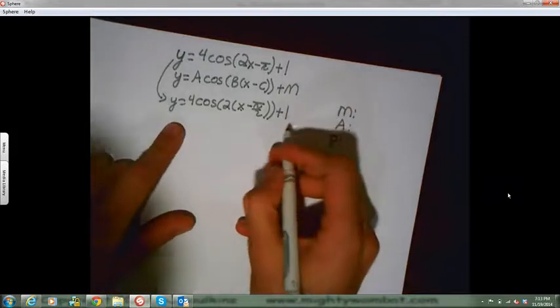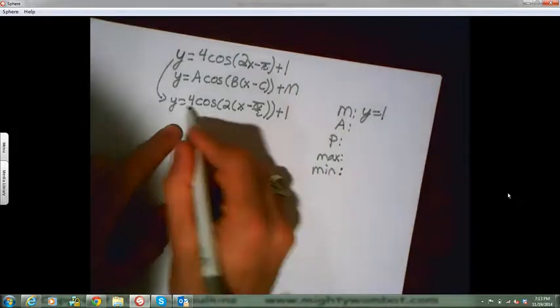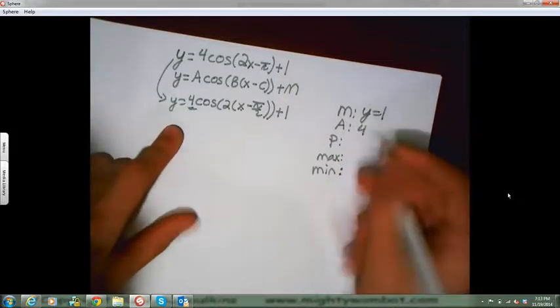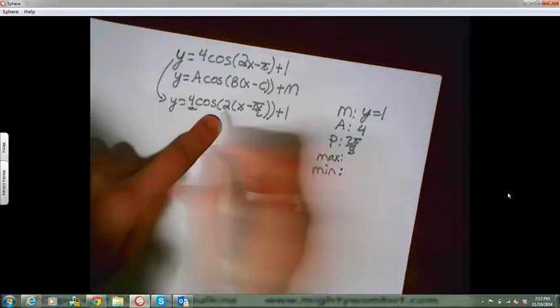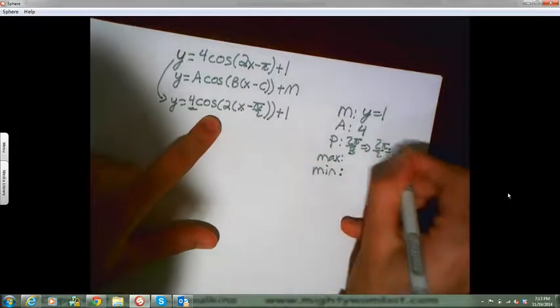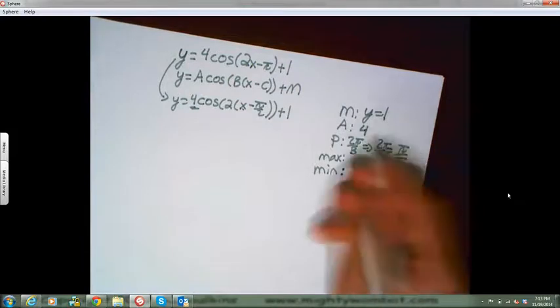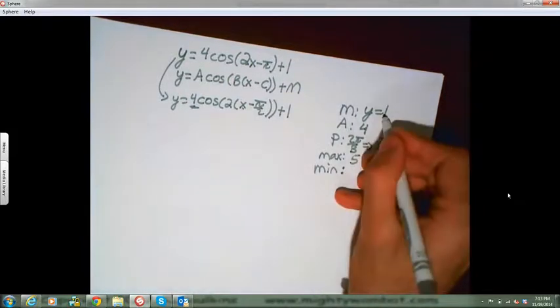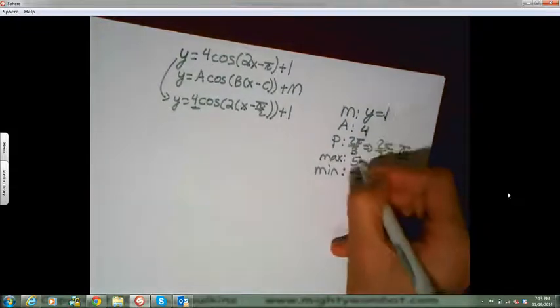So let's see what's going on here. The midline is at y equals 1. The amplitude here is 4. The period is 2 pi over b, and b in this case is 2. So the period is 2 pi over 2, which is pi. The maximum is from the midline up, so 5. The minimum is from the midline down. Belt up to the head, belt down to the shoes.